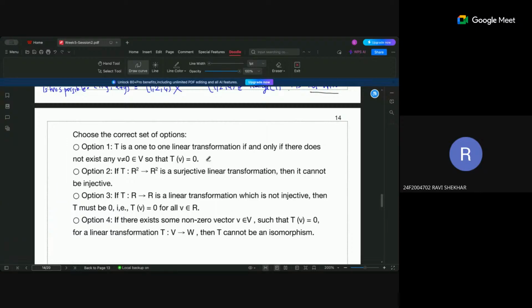So true or false? See, understand the statement clearly. There does not exist any non-zero V such that T of V is equal to 0. It means what? Only the 0 value is mapped to 0. True, right? Only 0 has to be mapped to 0. Yeah. What about option 2?